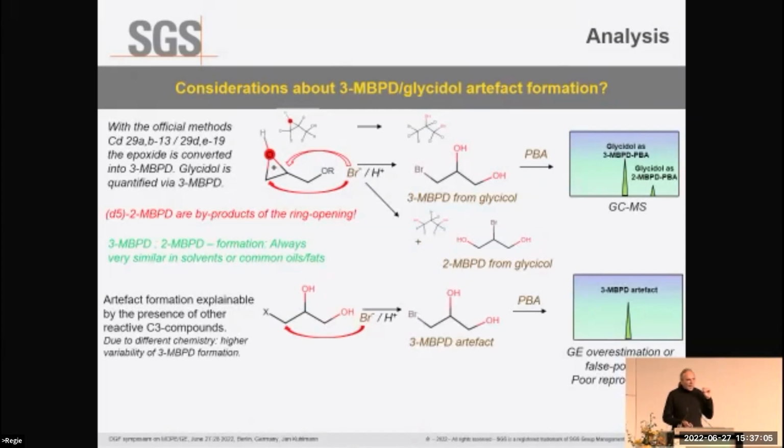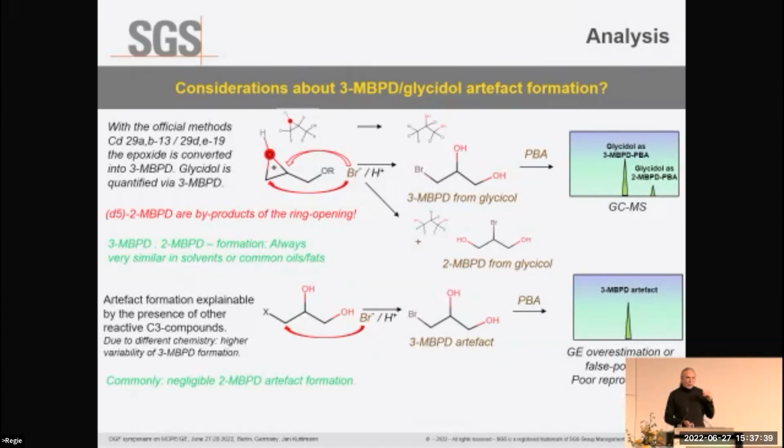And we would expect, as with the previous samples, poor reproducibility because the substance with leaving group X has no internal standard which could cover this reaction, which certainly is temperature, time, and pH dependent. This is all covered for the glycidyl, but it's not covered for the X component. And also we observed that 2 MBPD artifact formation almost does not take place.